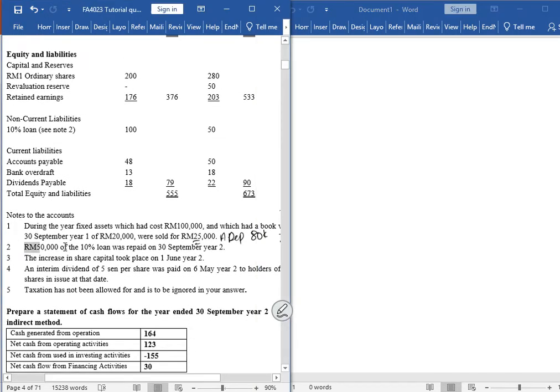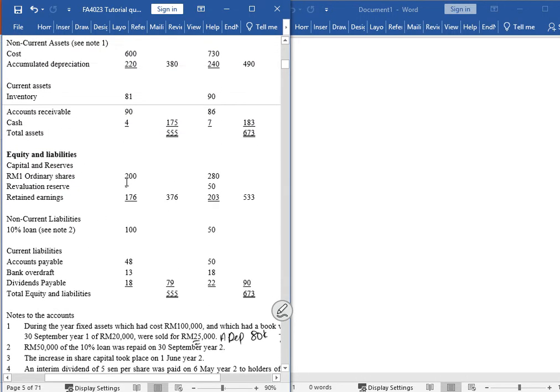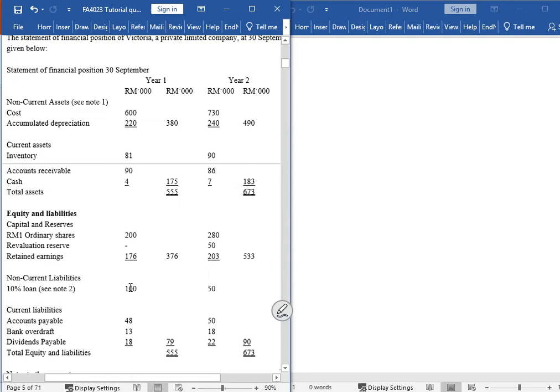Notes number 2. 50% of the loan was repaid on 30th of September year 2. Your year end is on 30th of September year 2, right? So here they say this is year 1. Year 1, beginning of the year, you have 100,000 as your loan. End of the year, when you come to year 2, your loan becomes 50,000.